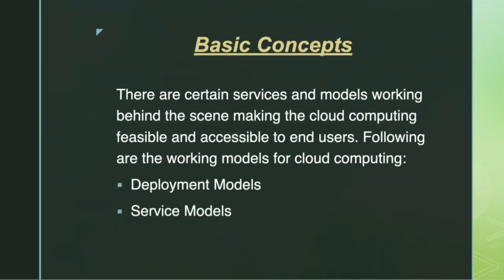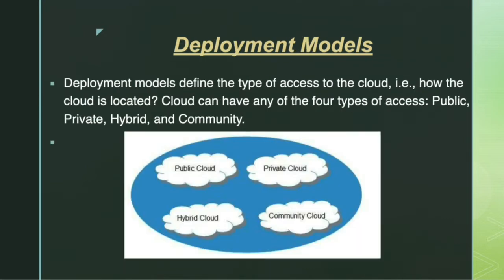Now, let's see the basic concepts of cloud computing. There are certain services and models working behind the scene making cloud computing feasible and accessible to end users. Following are the working models for cloud computing. First, deployment model, and the second is service model. Now, let's see what are deployment models. Deployment models define the type of access to the cloud, that is, how the cloud is located. Cloud can have any of the four types of access: public, private, hybrid, and community.